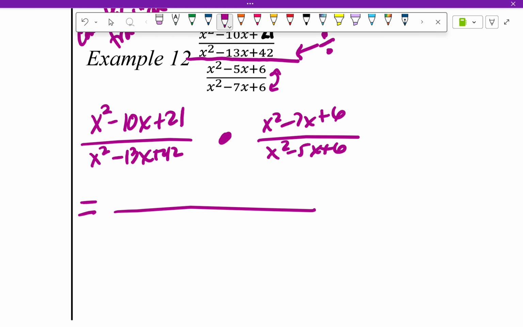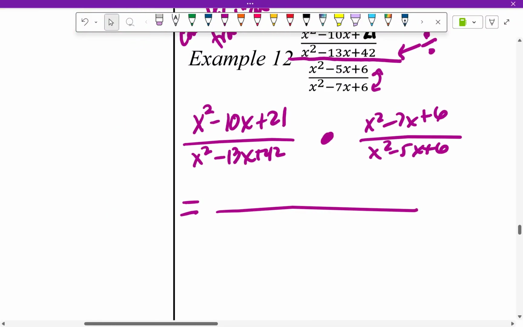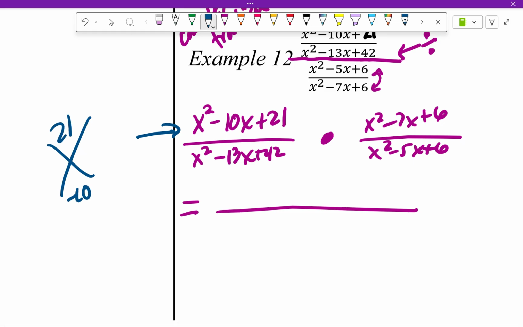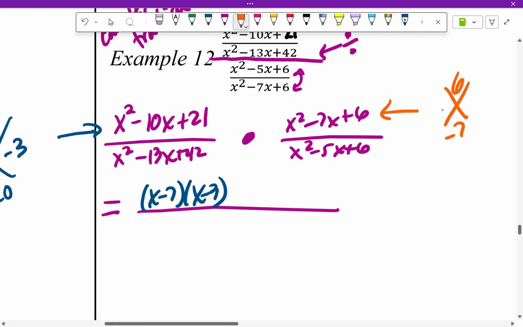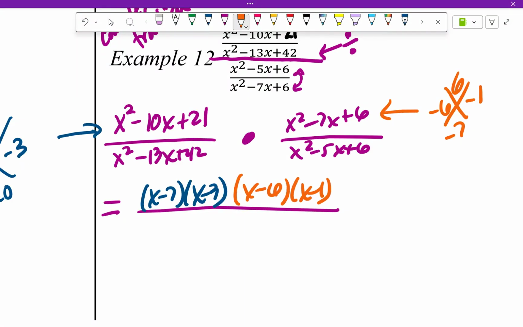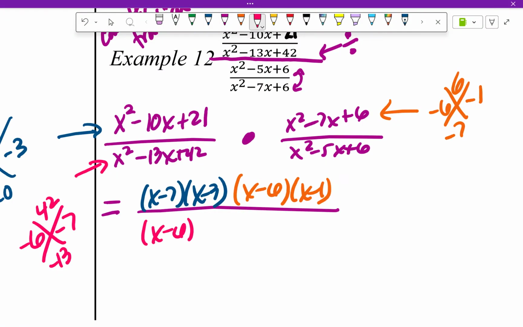Okay, let's check it together. So, I am factoring this one right here. We know we're all magic x's, so two numbers that multiply to 21 and add to negative 10. What'd you guys get? Negative 7, negative 3. So x minus 7 times x minus 3. All right. What about here, magic x? Two numbers that multiply to 6 and add to negative 7. So x minus 6 times x minus 1. All right. This denominator here, two numbers that multiply to 42 and add to negative 13. Negative 6 and negative 7.